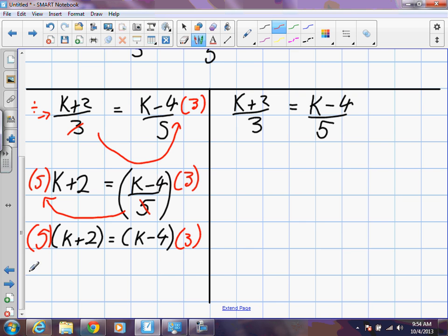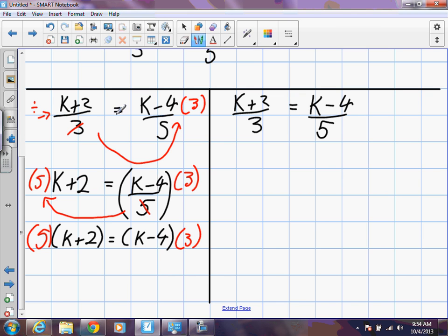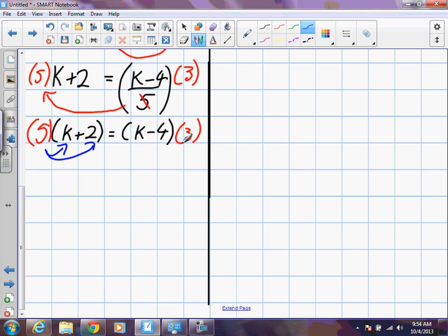So, I broke this into two major steps. We could do this very quickly. You could just bring the 3 over to the one side and the 5 over to the other, which is also commonly known as cross-multiplying. These are technically just steps to it. From here, we got to expand. So when we expand, this number is 5 times k, and 5 times 2. And we'll also do 3 times k and 3 times negative 4.